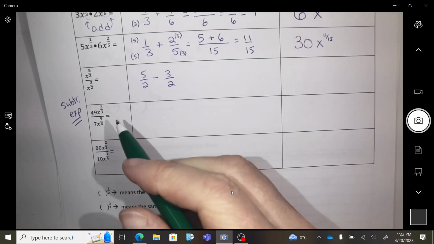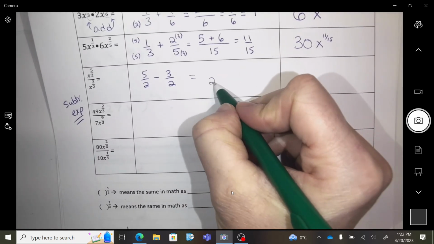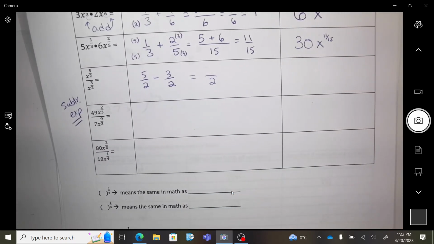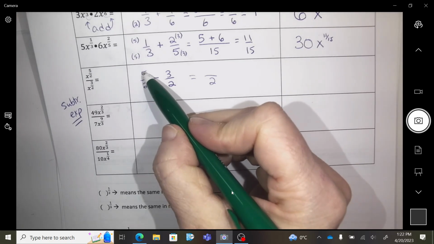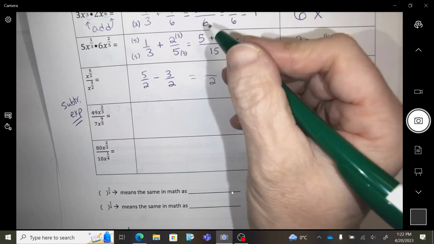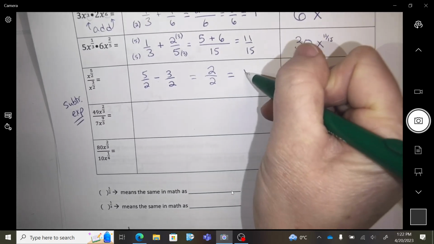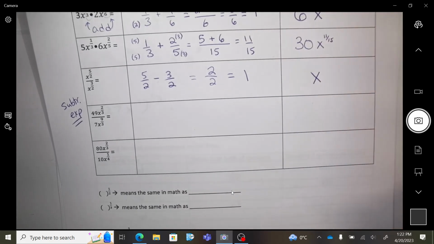Look at that, they're already over the same bottom. They both have a 2. So I don't change anything. So then on the top, I'm going to look at a 5, subtract 3, which is 2. That answer is just x, because it's a 1 exponent on the x. So I'm just going to leave it as just an x.